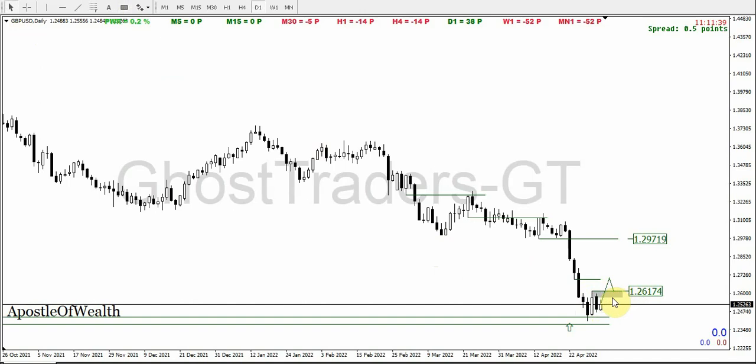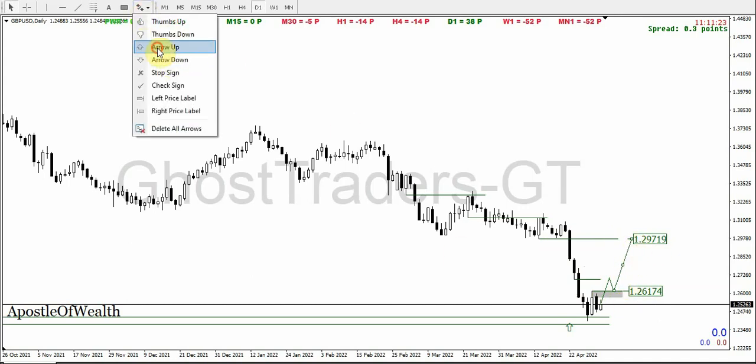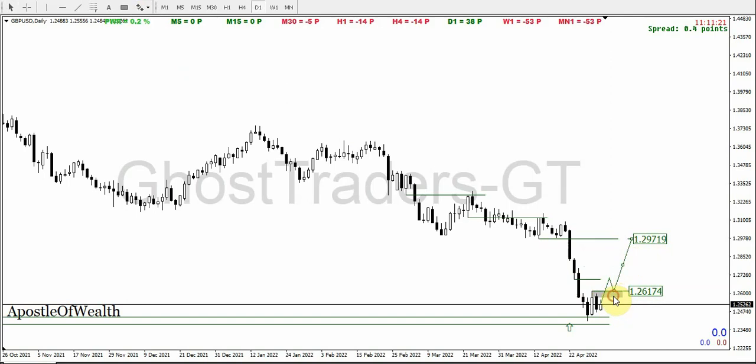So somewhere here it gave us a pullback, and then I get to make an entry going up. So it's going to be something like this, going up and targeting this level here as my take profit. So that's it for the pound US dollar.